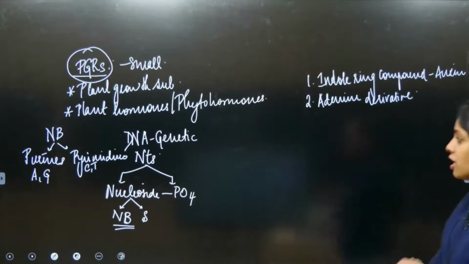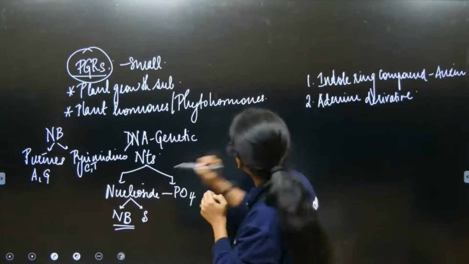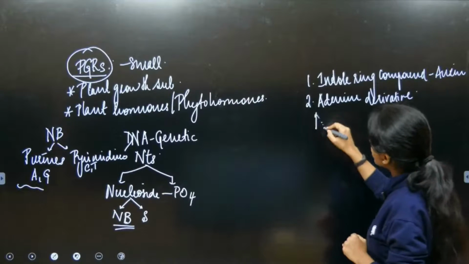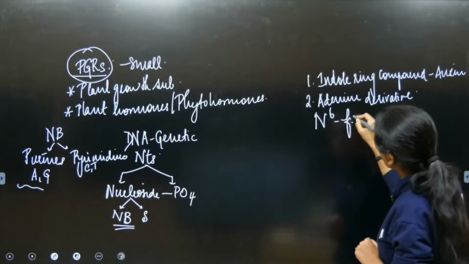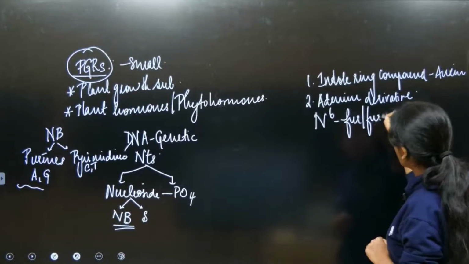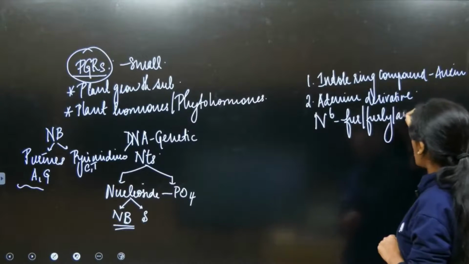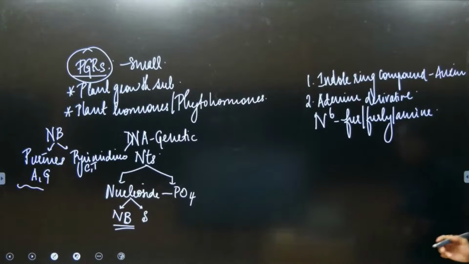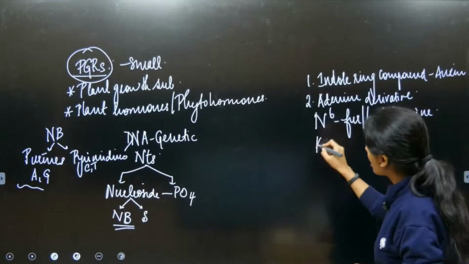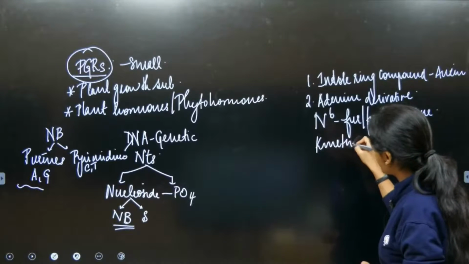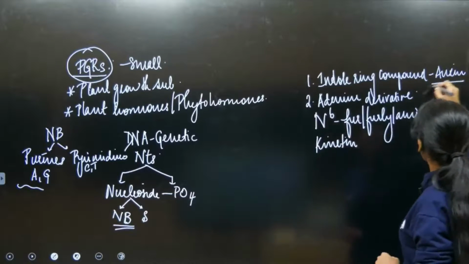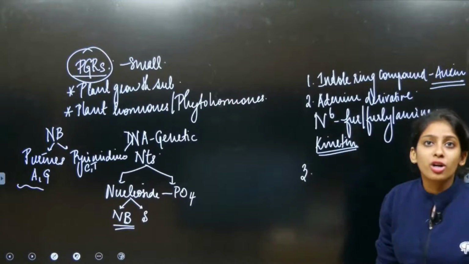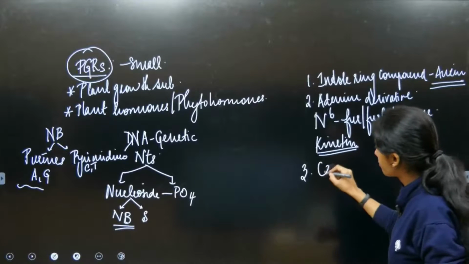Let me know. Okay. So this is your nitrogenous base. Here they are containing adenine derivatives, especially known as N6 furfuryl amine derivatives. This is your kinetin or cytokinin. So this is the second type. First type, second type. The third type is your carotenoids.